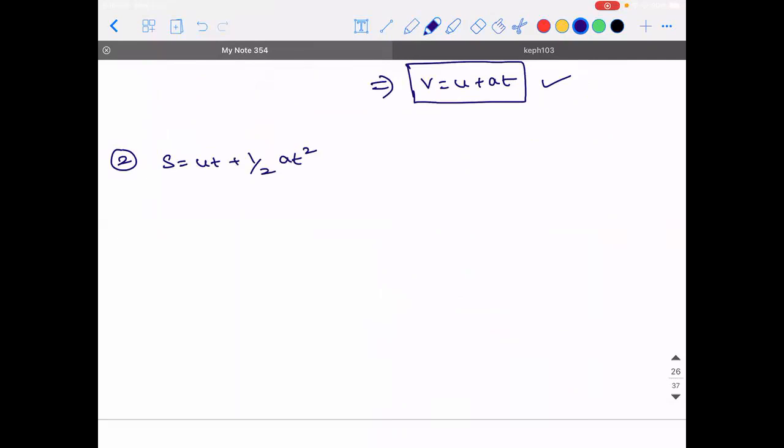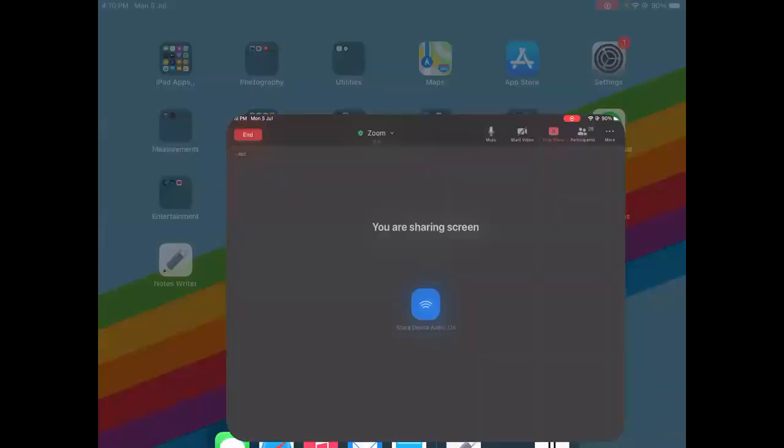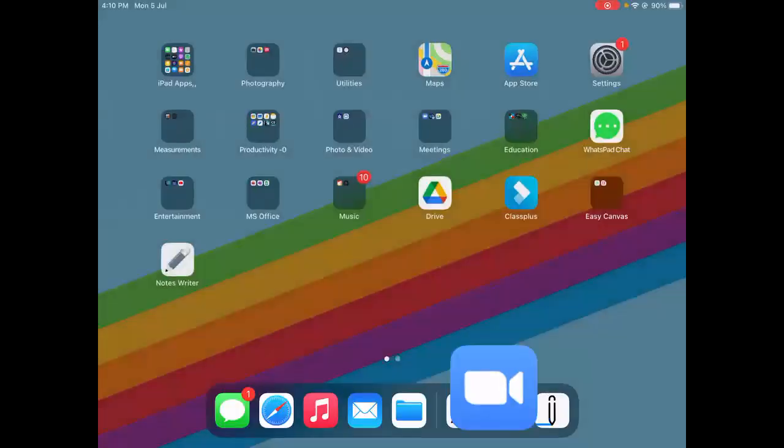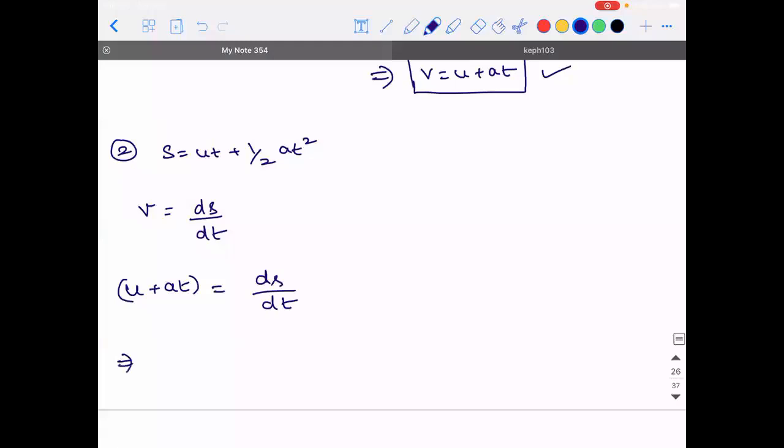For S is equal to ut plus half at square, we will take the definition of instantaneous velocity. What is the value of instantaneous velocity? Can I write it as ds divided by dt? But we already know that v is equal to u plus at is equal to ds by dt. Guys, are you able to understand or not? Am I clear? Yes, sir. Yes. Okay. So which implies ds is equal to u plus at into dt.